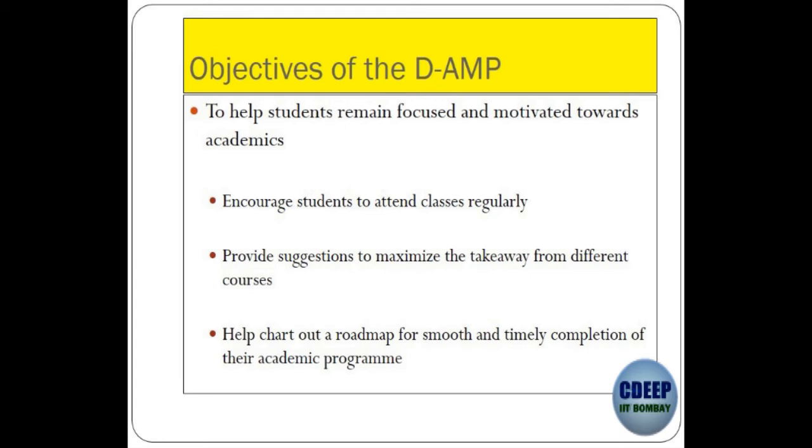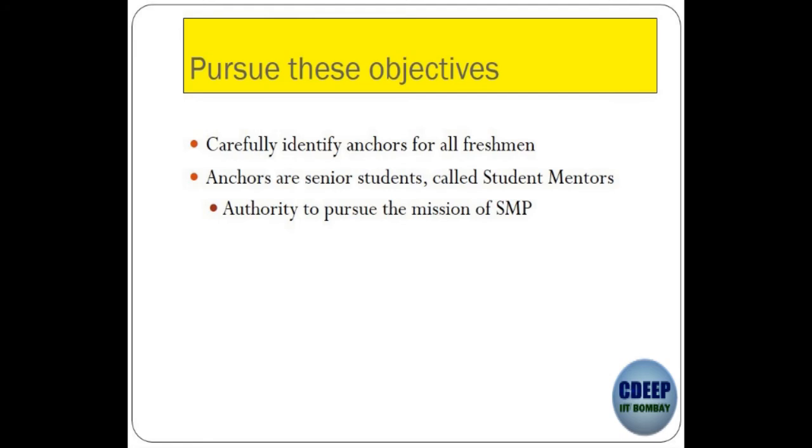But if their peers tell them, if some senior student tells them, look, you start taking this course very seriously. If you do this course, you'll find the next course very easy. So they had better learn this. This is very useful to you. Well, it is then taken more seriously. Okay, so these are the objectives of the Department Academic Mentoring Program.